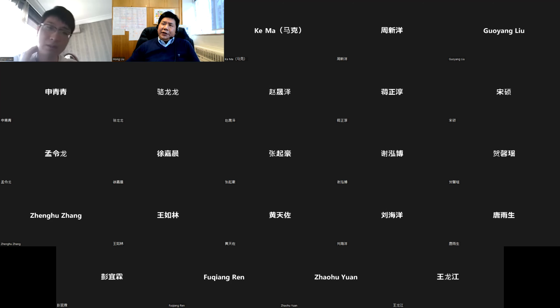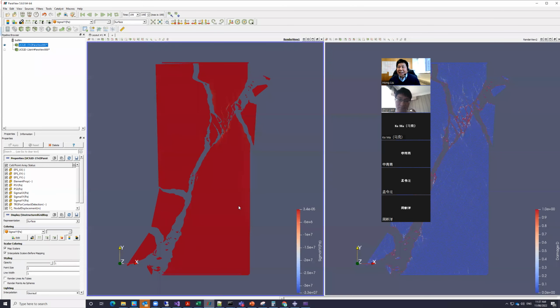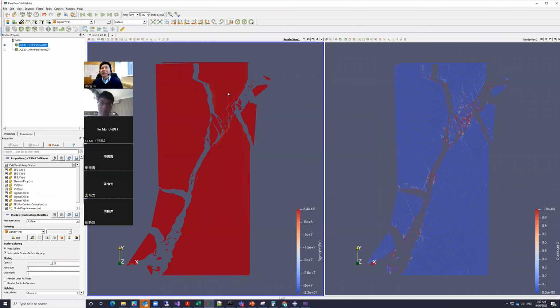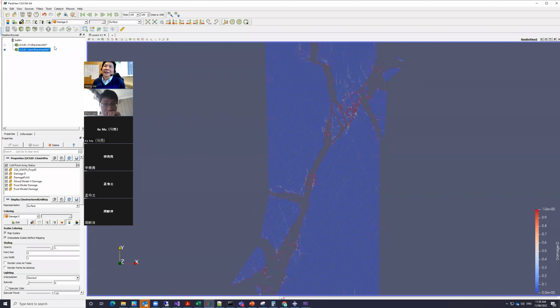For the uniaxial compressive test, let me share my computing screen again. You will notice that in our case, the majority of the failure is the mixed-mode failure. Looking at the failure mechanisms here, we can show the mixed mode, the pure mode 1 failure mechanism, or the pure mode 2.